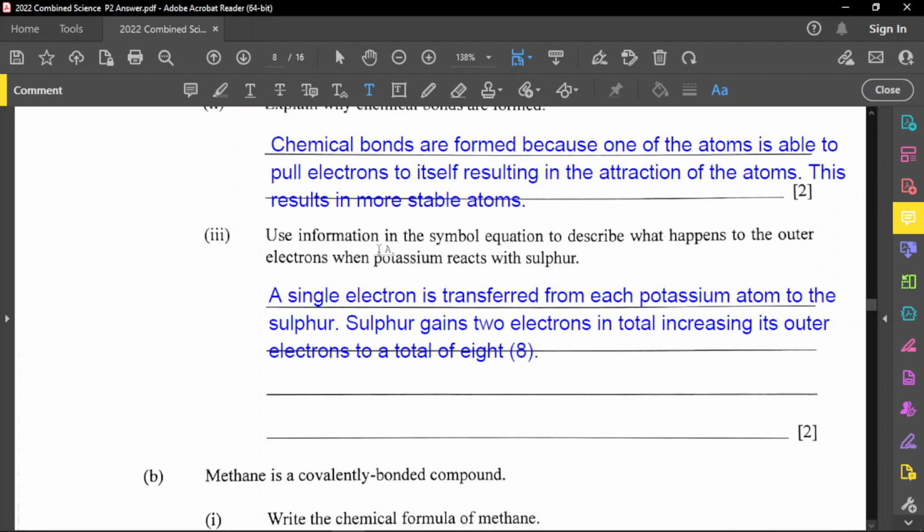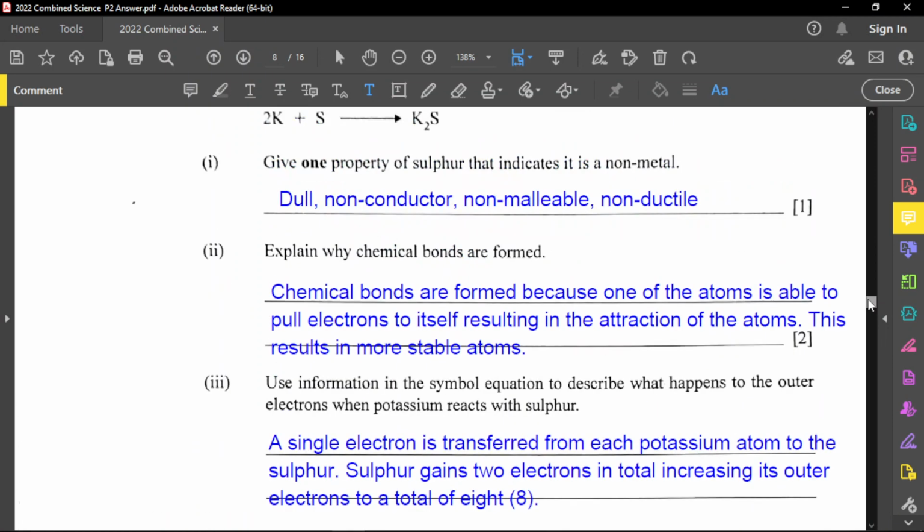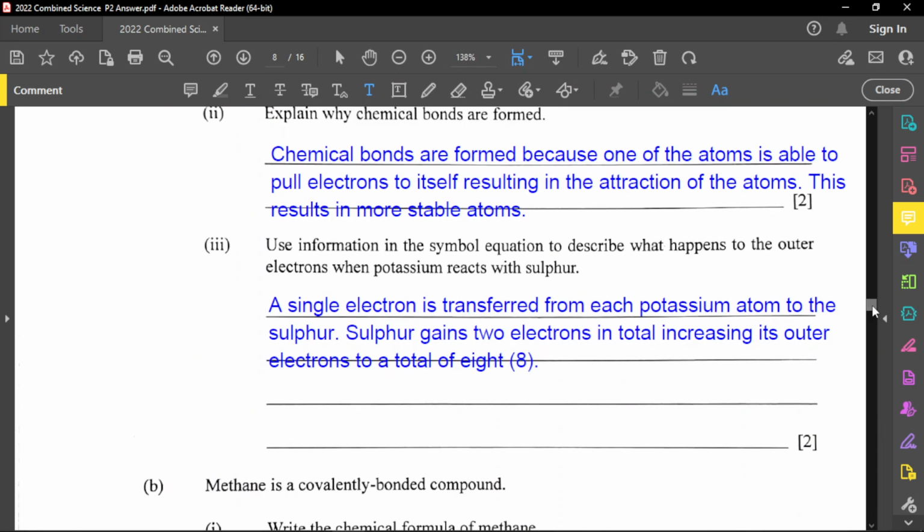Part 3 is: use information in the symbol equation to describe what happens to the outer electrons when potassium reacts with sulfur. Potassium is the metal, so potassium will transfer a single electron to the sulfur. And so you have 2 potassium. If you go back to the red equation, let's go back one second to show you, you will have 2 potassium here, so 2K. Since you have 2K, each will transfer a single electron to the sulfur, and so sulfur will now gain 2 electrons. In total, this increases outer shell electrons to 8, and so they will have stable outer shells.